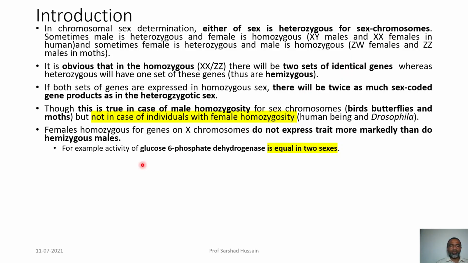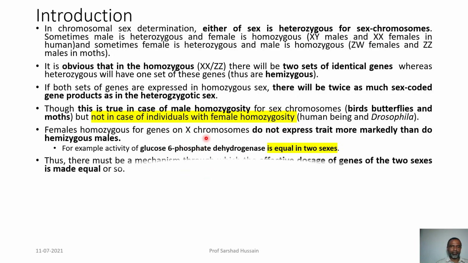Say for example, let us look at an example, glucose 6 phosphate dehydrogenase enzyme. The gene for this is present on the X chromosome, but when the amount of glucose 6 phosphate dehydrogenase, the product coded by the gene, was estimated in the male cells and the female cells, the amount was similar, though X chromosomes were present double in the female and single in the male. So, they were having equal amounts of this enzyme in both the sexes.